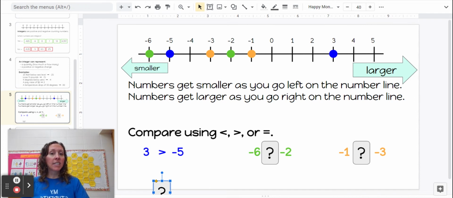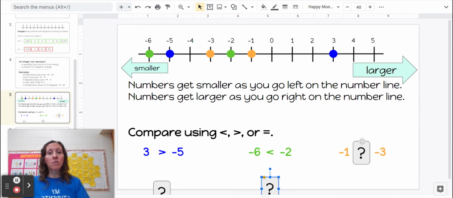If we compare negative 6 and negative 2, I plotted both of those. Negative 2 is further to the right, so negative 2 is greater than negative 6. That also means negative 6 is less than negative 2 because the smaller numbers are to the left. So that one would look like this.